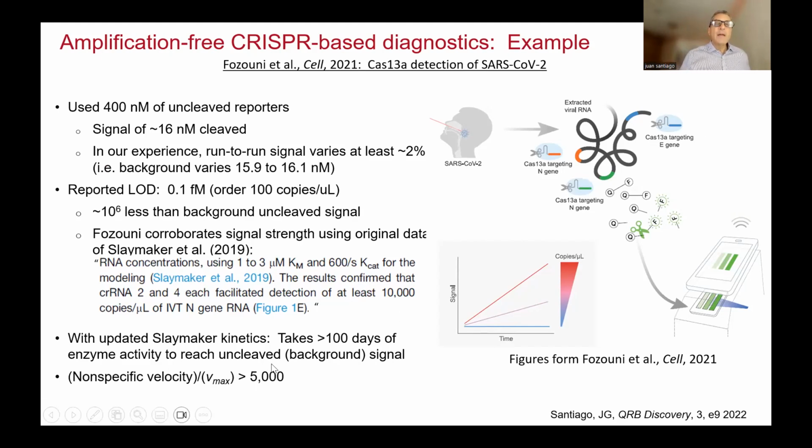Also, it's known that CRISPR is happy to start cleaving nucleic acid, even in the absence of target. And for this Cas12 system, we have estimated the velocity of this background non-specific activity. And in this paper, the reported velocities of signal are 5,000 times smaller than this background activity. So it's very difficult to reconcile this.